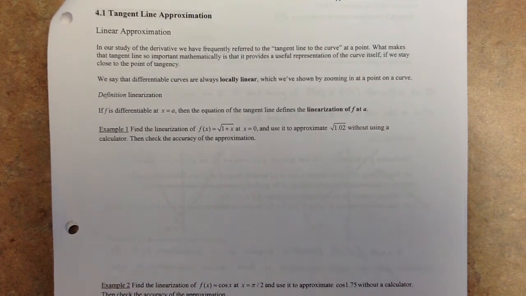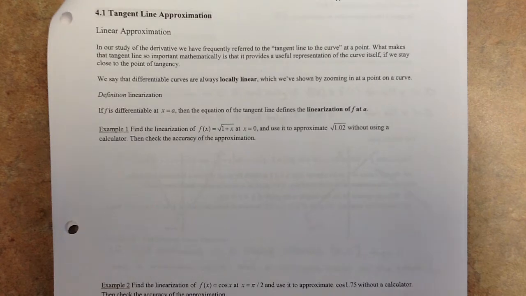Last video of this chapter, we are on to something called linear approximation, also known as tangent line approximation. And it's something that is very closely tied in, obviously, to the idea of a tangent line. And what we are going to be talking about is how a tangent line relates to the curve itself. And so we know enough about tangent lines.